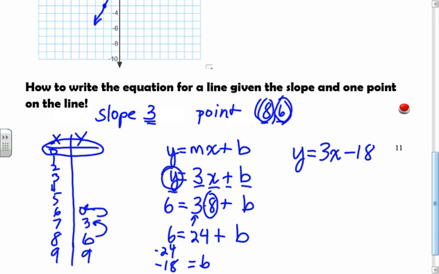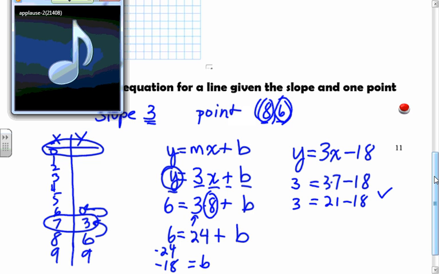And just to show you that it works, let's say I take this value. So I know this point 7, 3 has to be on there. So if x is 7, then y should equal 3. And 3 times 7 is 21. So we're hoping this equals 3. And 21 minus 18 equals 3. That checks out.